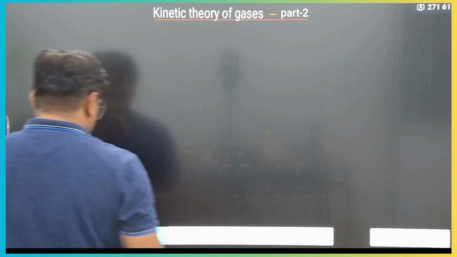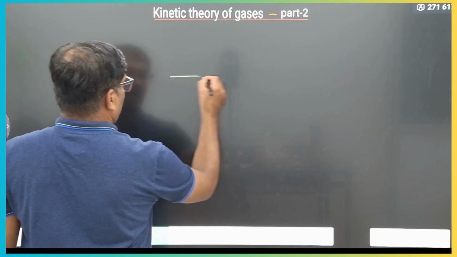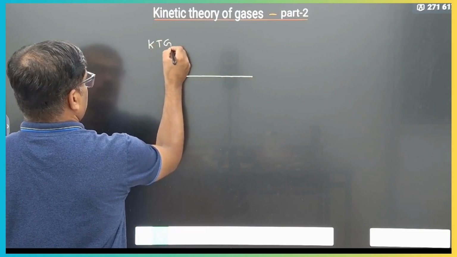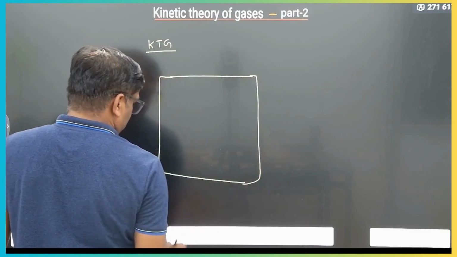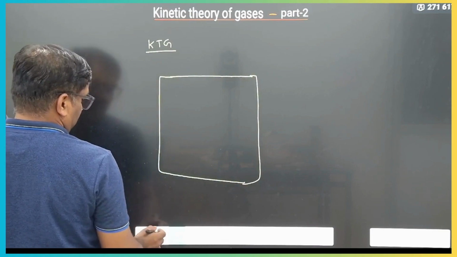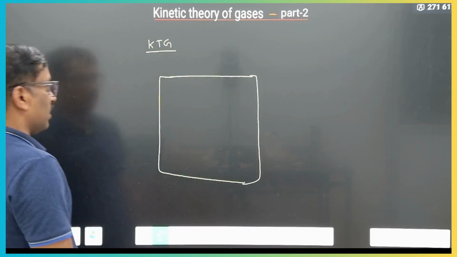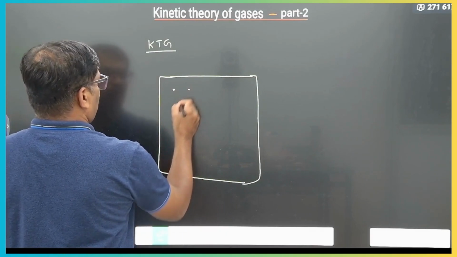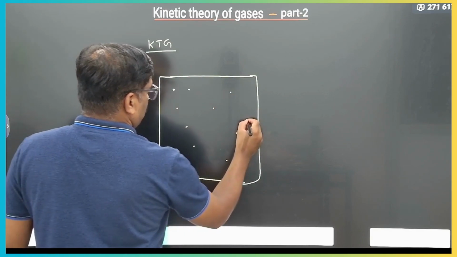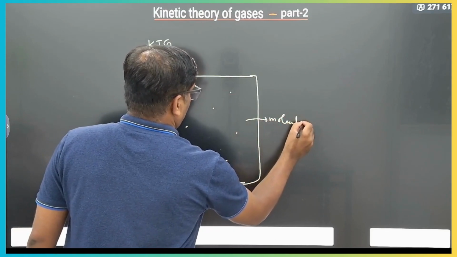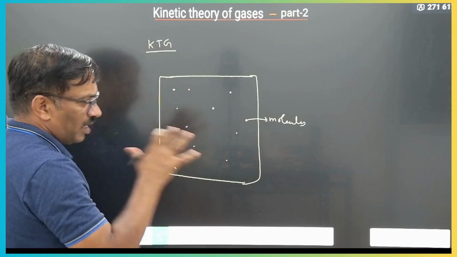Those assumptions are made in the kinetic theory of gases. According to this kinetic theory, you know the basics of the gas: it occupies the volume of the container and does not have any fixed volume. Inside, there is a gas, and this gas contains tiny particles. These tiny particles we call molecules. If one type of gas is there, all the molecules are of the same shape and the same in everything.